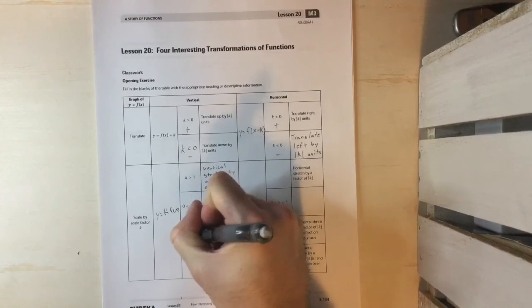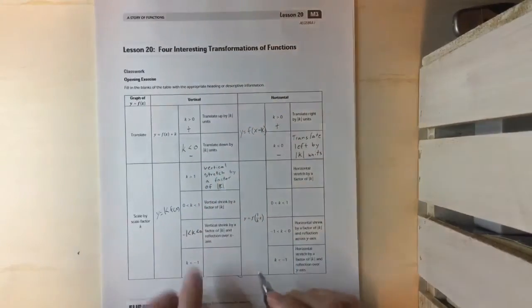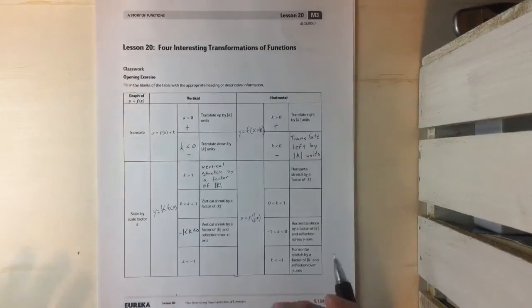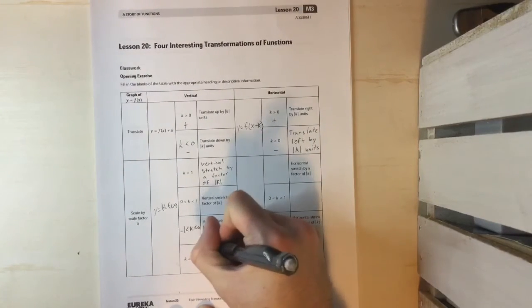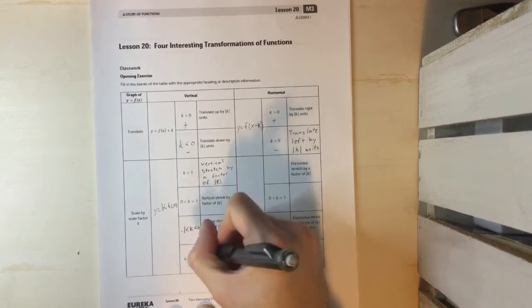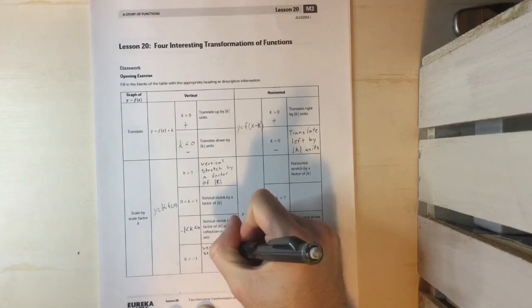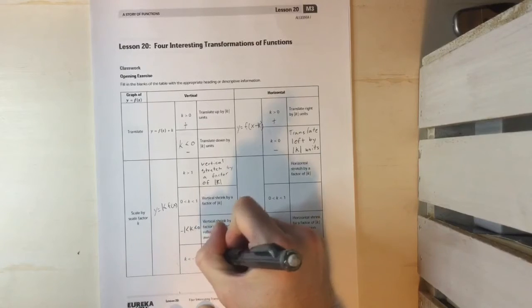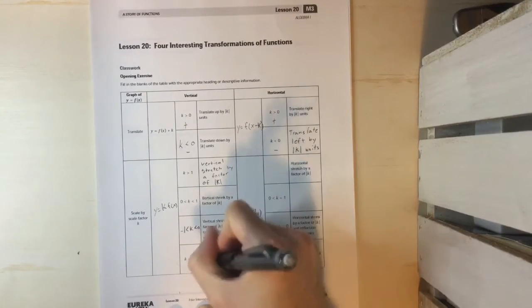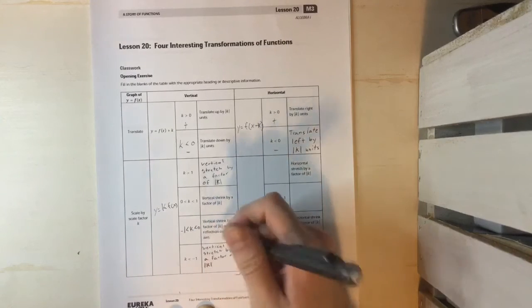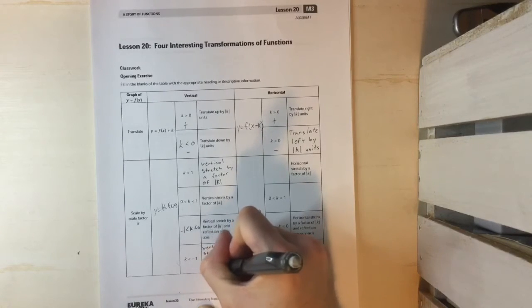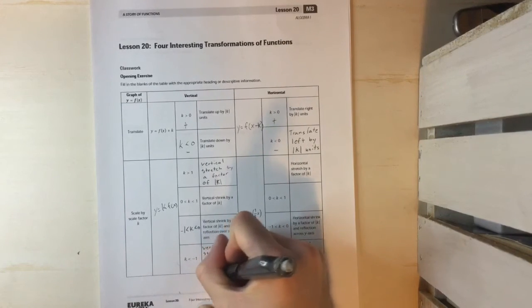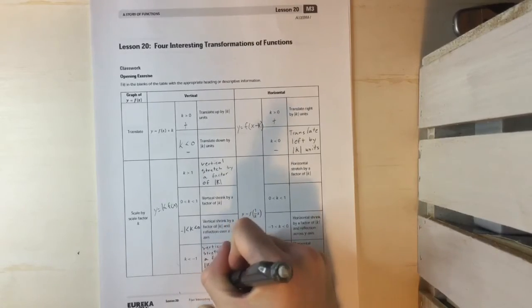It's -1 is less than k is less than 0. So if k is between -1 and 0, then we're also going to have a shrink, and it's going to reflect over the x-axis. So for this one right here, k is less than -1, then we have a vertical stretch again by a factor of absolute value of k and a reflection over the x-axis.